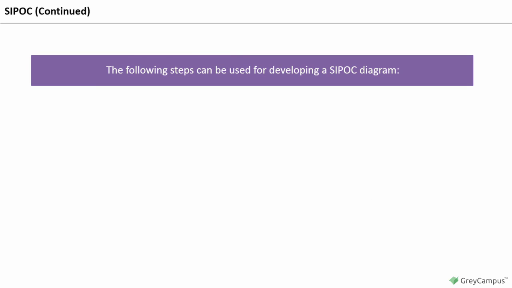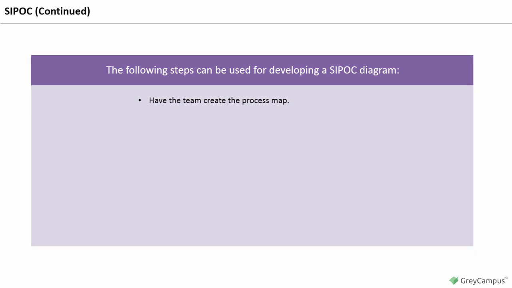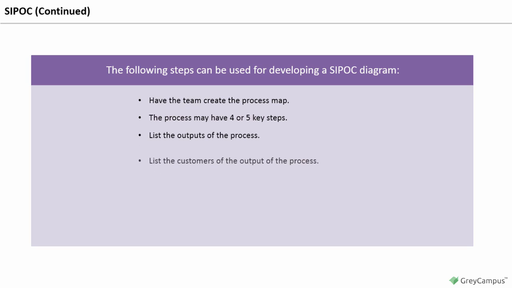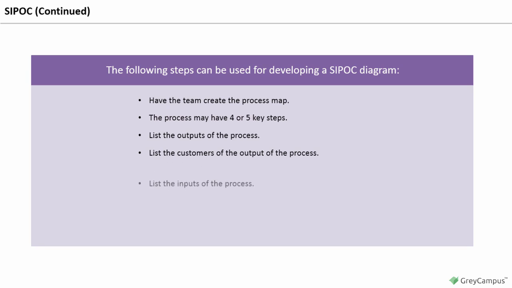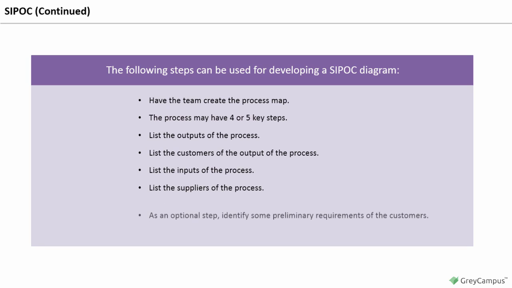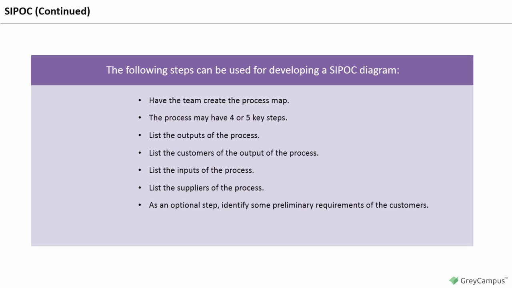The following steps can be used for developing a SIPOC diagram. Have the team create the process map. The process may have 4 or 5 key steps. List the outputs of the process. List the customers of the output of the process. List the inputs of the process. List the suppliers of the process. As an optional step, identify some preliminary requirements of the customers. Involve the team leader, champion, and other stakeholders for verification.